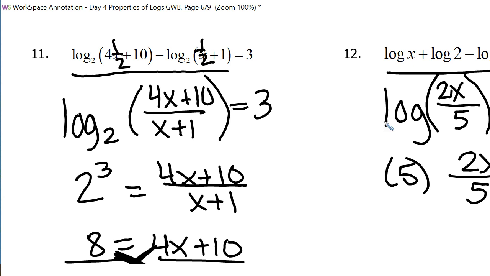Multiply both sides by 5. That gives us 2x equals 40. And divide both sides by 2. That gives us x equals 20. And make sure you check it. If I put a 20 here, does that make it negative? No. So 20 is the real solution.